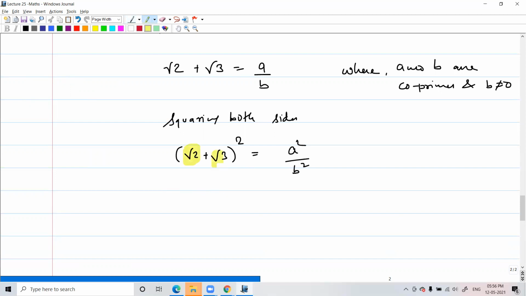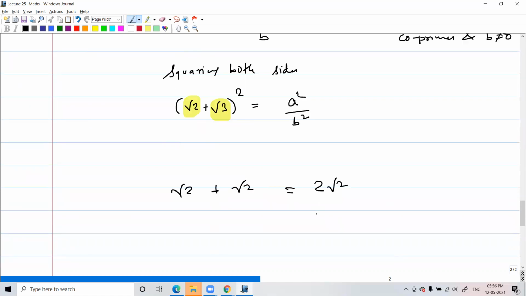We can't just add them. Remember, just now I said root 2 plus root 3 is not root 5. Only a root 2 term can be added with another root 2 term. So root 2 plus root 2 becomes 2 times root 2. Root 2 plus 5 root 2 becomes 6 root 2. Are you able to follow what I'm saying here? Root 2 behaves like a variable. Think of it like x. x plus x becomes 2 times x, no? Same way, root 2 plus root 2 becomes 2 times root 2.